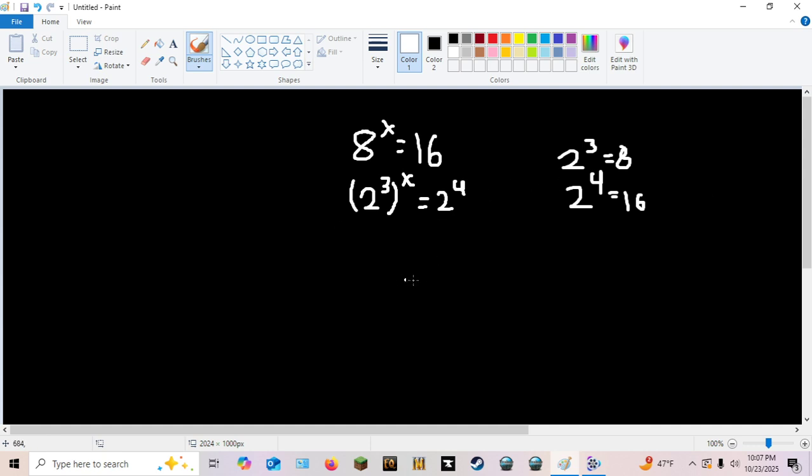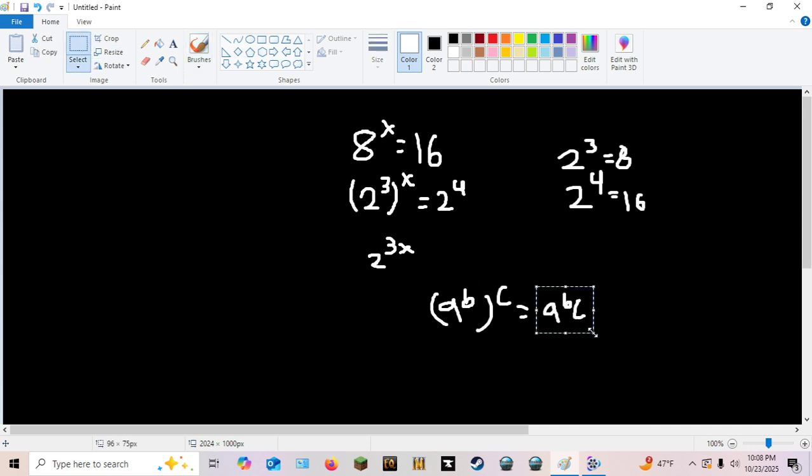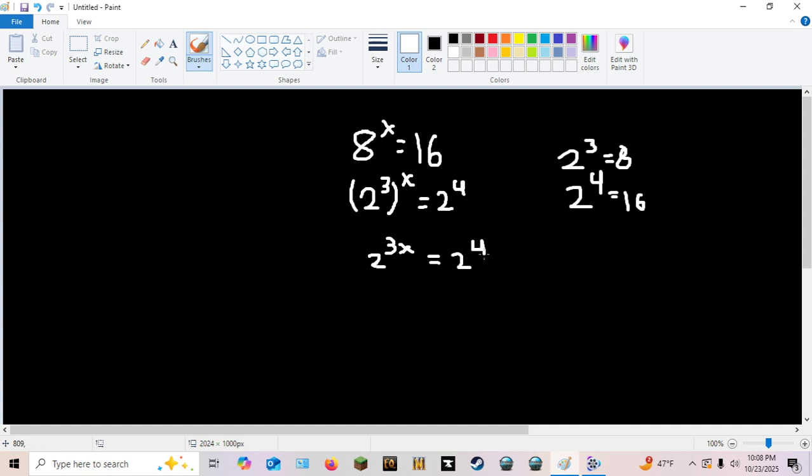Okay. So let's multiply. 3 times x is 3x. If you don't know, a raised to the b, raised to the c power, equals a raised to the bc, or a raised to the b times c. Which equals 2 raised to the 4th power. When the bases are the same, that means the exponents are equal to each other. So that means 3x is equal to 4. I need to divide both sides by 3 because it's being multiplied by 3. And x is 4/3.